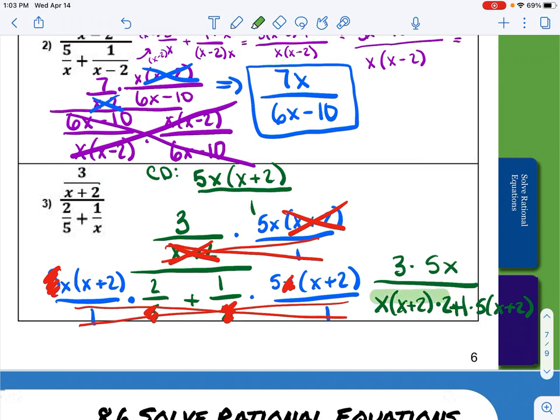So we will condense this left side, and then we will condense this right side and have them added. So we have 2x from these guys times x plus 2, plus 5 times x plus 2, over 3 times 5x, which is pretty fast. That's 15x.